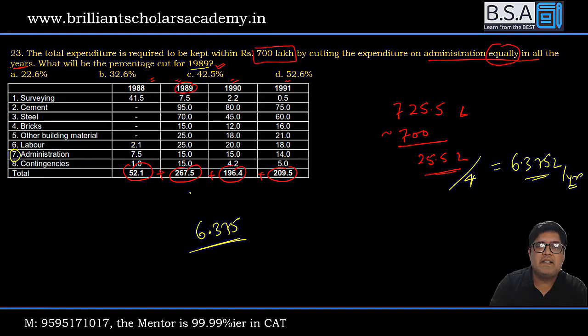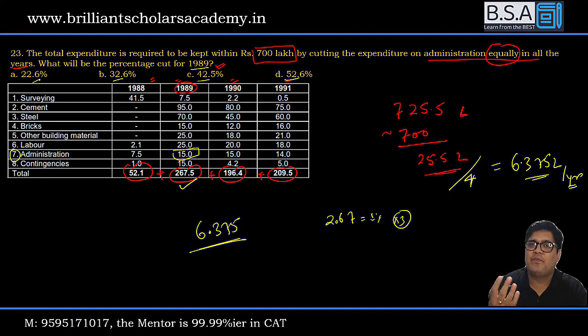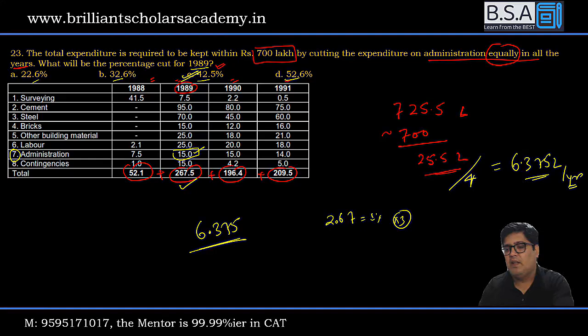Now, your question would be, is it a percentage of total value or is it a percentage of administration? Apply common sense. See, can I say 267 is 100%? This is 1%. This looks like 3%. Do you have any answer option in 3% range? See, you're going to cut the value and you want the answer as a percentage. Percentage of what? Percentage of the original value. So I have cut down 6.375 lakh rupees out of 15 lakh. That is going to be around 42.5 percentage.